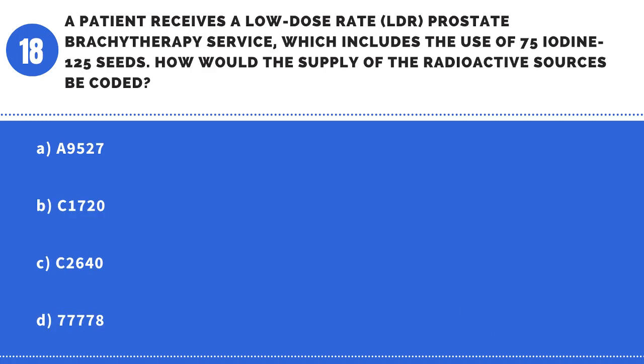Question 18. A patient receives a low-dose rate, LDR, prostate brachytherapy service, which includes the use of 75 iodine 125 seeds. How would the supply of the radioactive sources be coded? A. A9527. B. C1720. C. C2640. D. 77778.